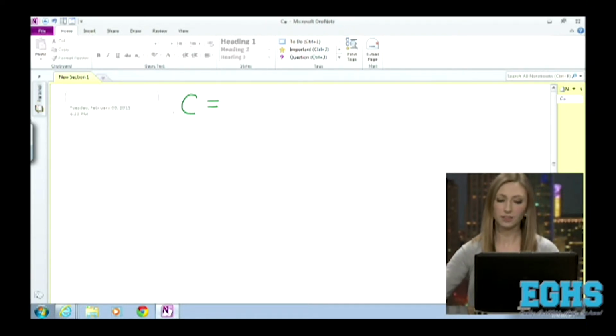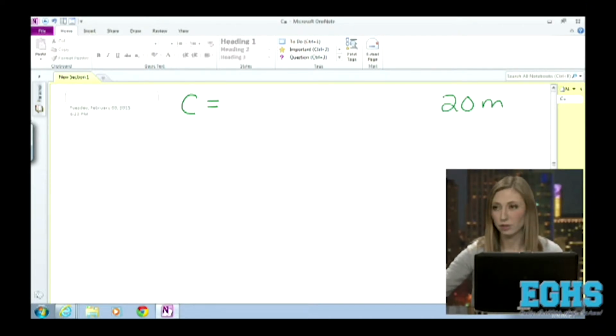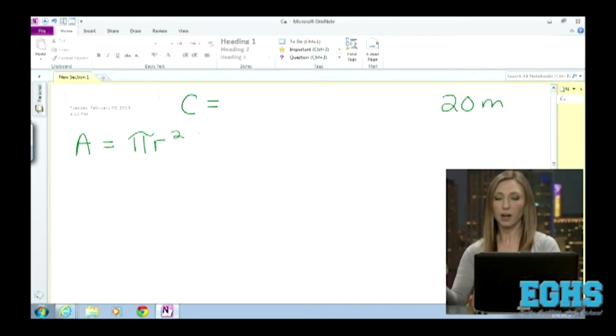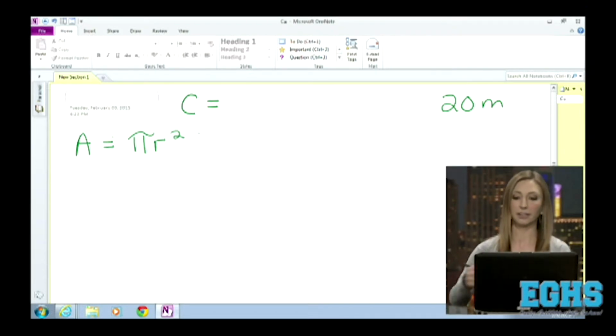If we know that the circumference is 20 meters, we're going to have to use that information to pull some more information. One thing we know about circles is that to find the area, the formula is pi times the radius squared. Now, being given the circumference, that's not the radius, so we can't just go directly to find the area.